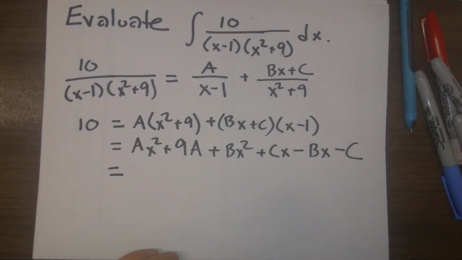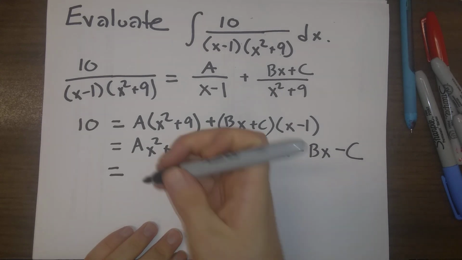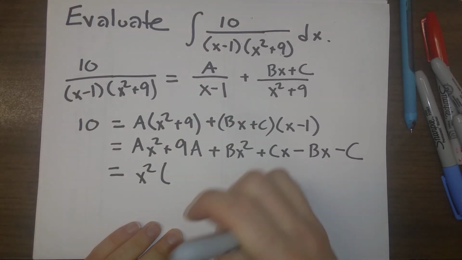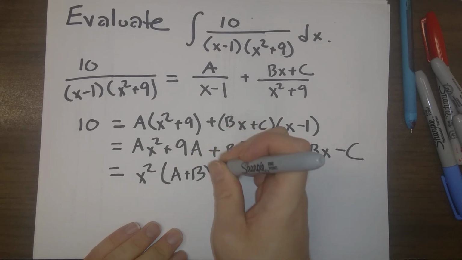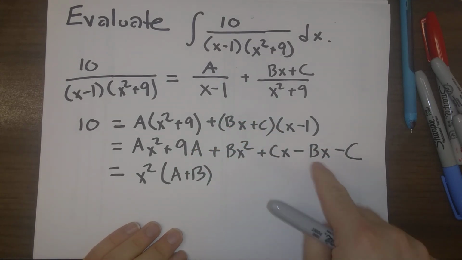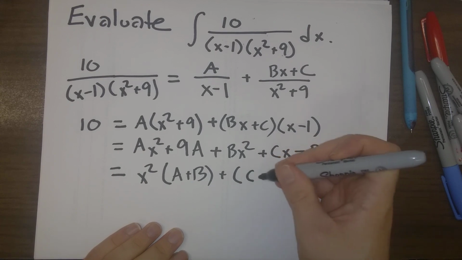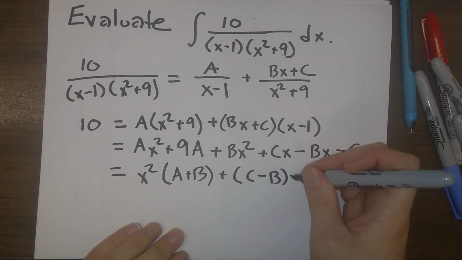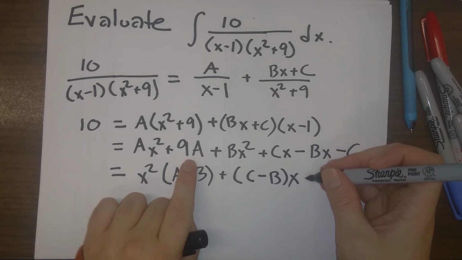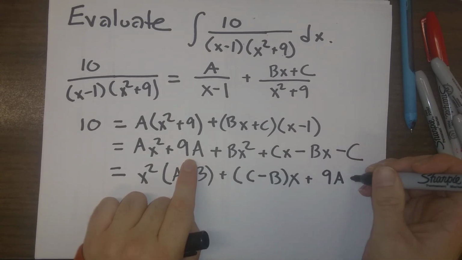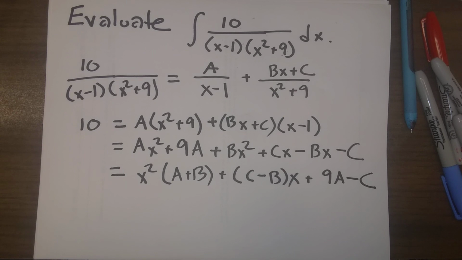I'm going to group these by powers of x. What is the coefficient of x squared? It's a plus b. And what's the coefficient of x here? That is c minus b. And what is the constant term here? The constant term is 9a minus c.